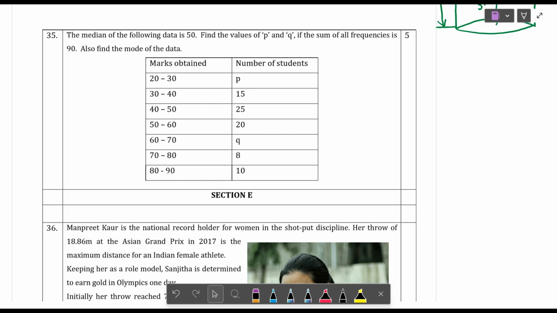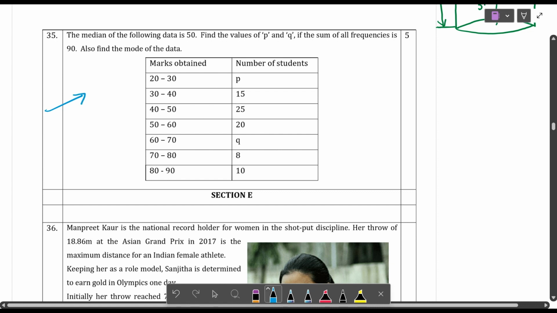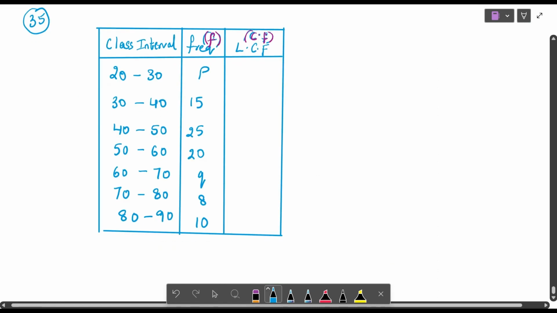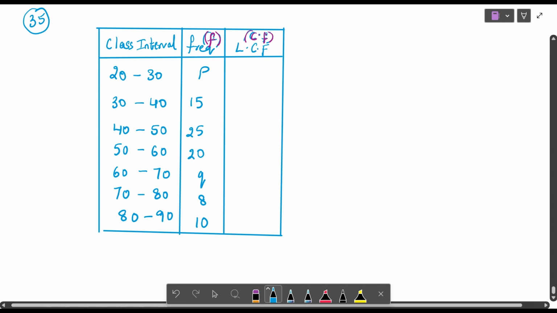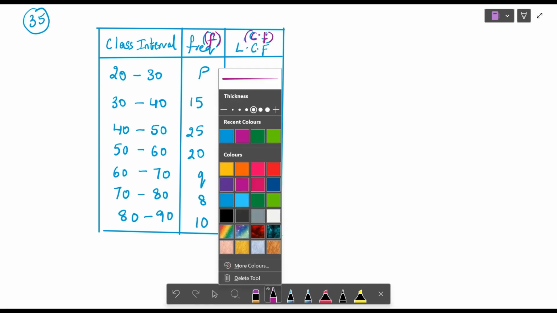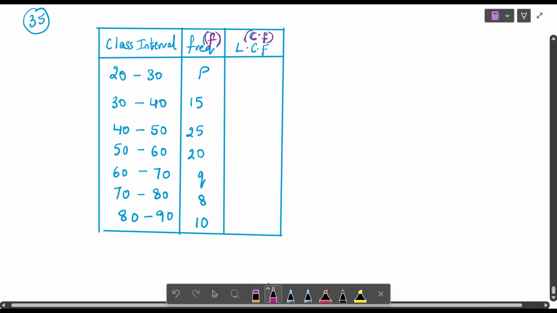Okay. So question number 35 I am going to explain here, students. This is our tabular column: class marks, frequency, and now we are going to find the lower than cumulative frequency, also called lesser than cumulative frequency. In order to find this, first write the first frequency as it is.